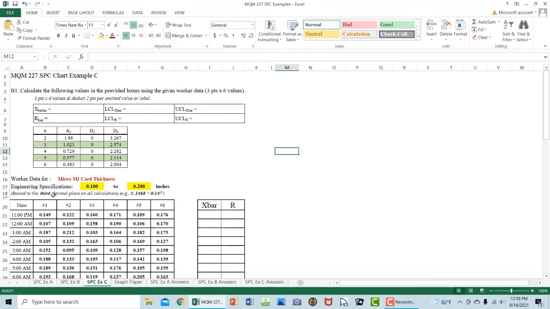And notice that I said round to the third decimal place in all calculations, and there's an example of the 3 decimal place calculation, how to round. And let's go ahead, and our sample size is n equals 6. So let's jump on over and take a look at some of the answers I've worked out for you.